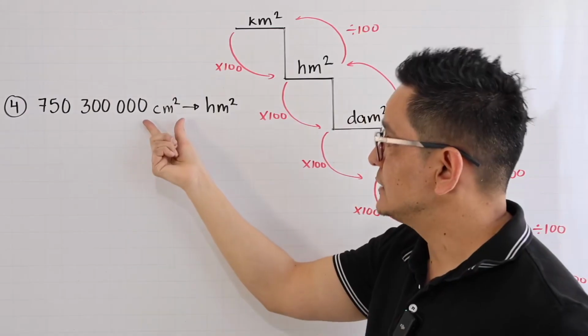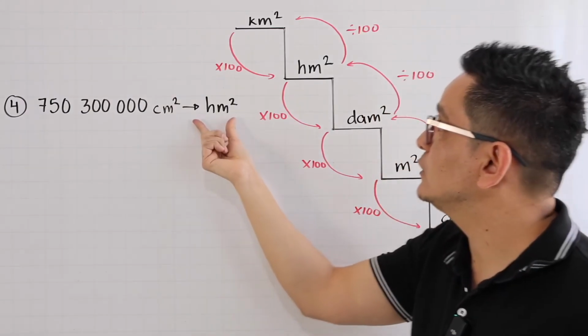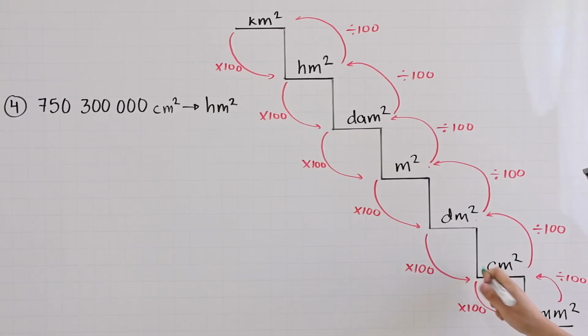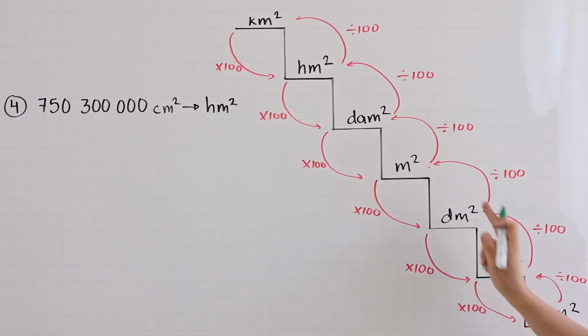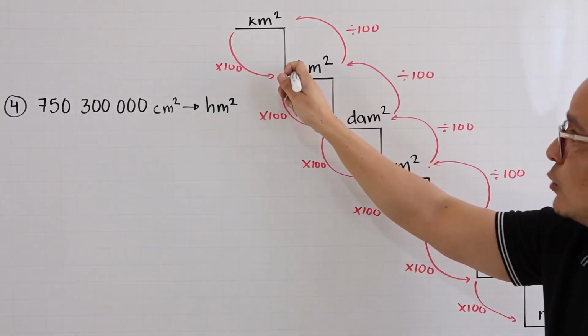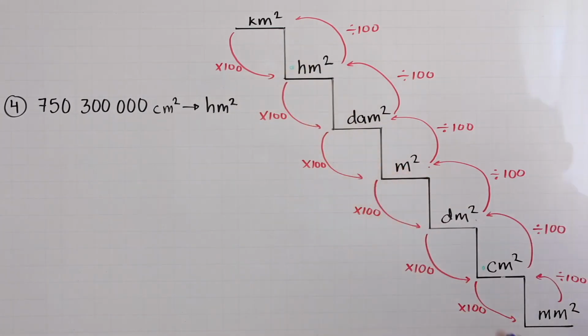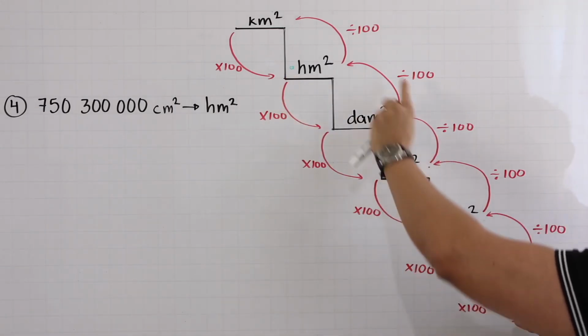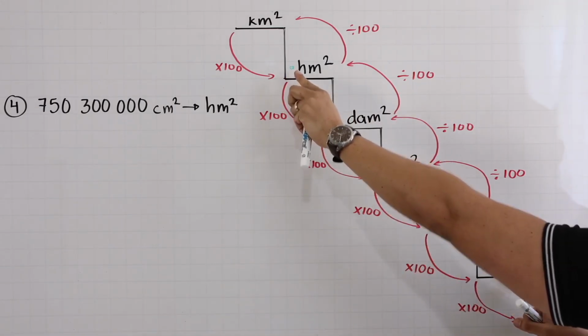750,300 square centimeters, and we need to convert them to square hectometers. So once again, we're going to put a dot on the square centimeters, and we look for the square hectometers, which are over here. In this case, since we have to go from square centimeters to square hectometers, we have to keep dividing by 100, right? Until we get all the way up here.